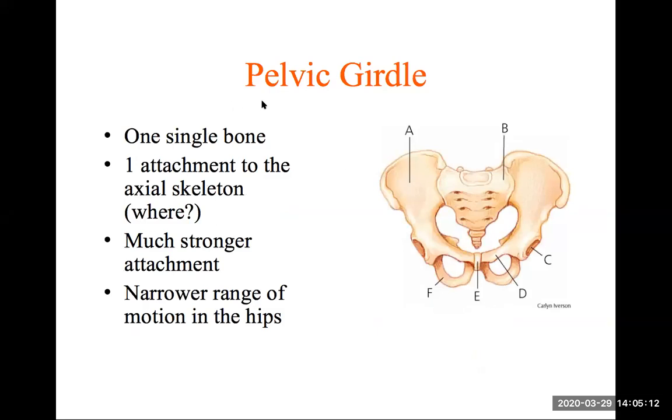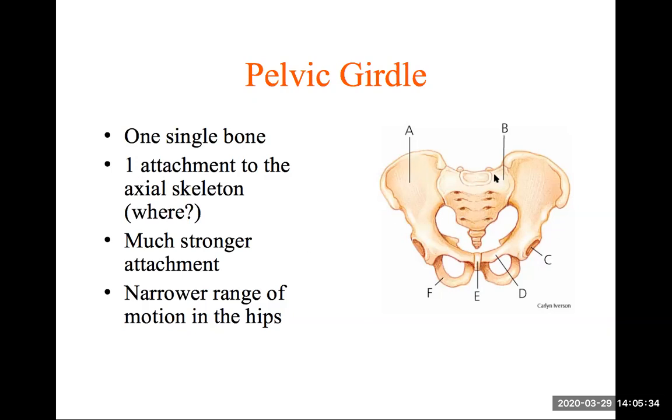So here's our second girdle, called the pelvic girdle. And this bone here, indicated with the letter A, this entire bone is the only bone that makes up the pelvic girdle. So there's one on, this would be the right side, one on the left side, okay? And these also have only a single point of attachment.